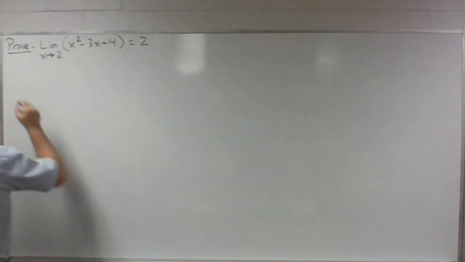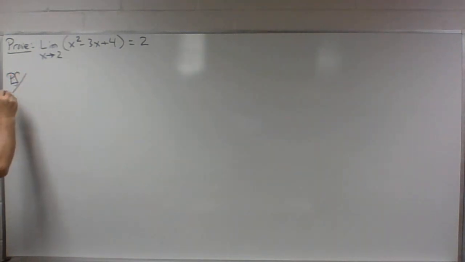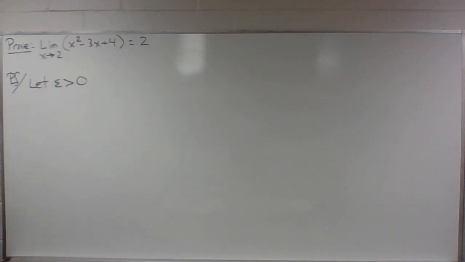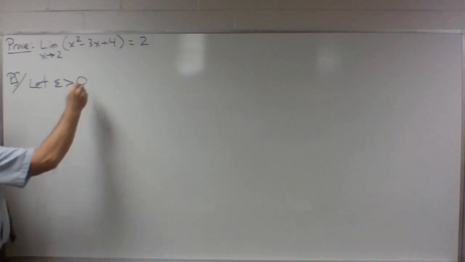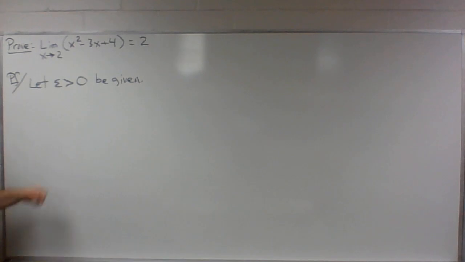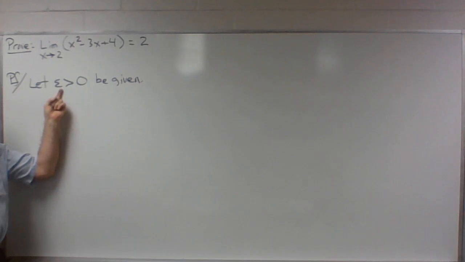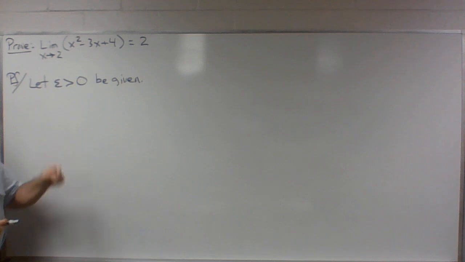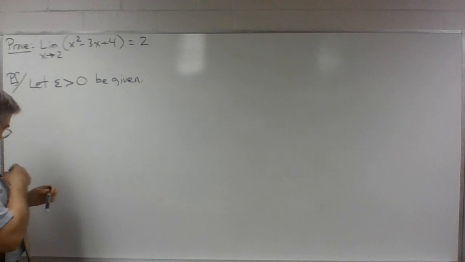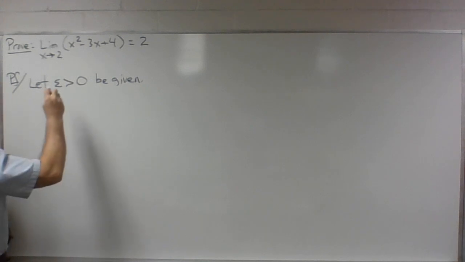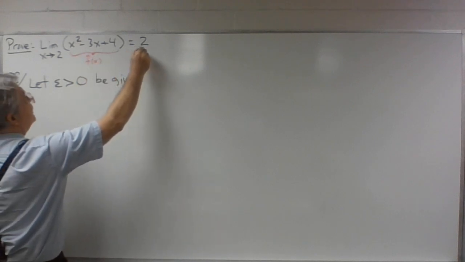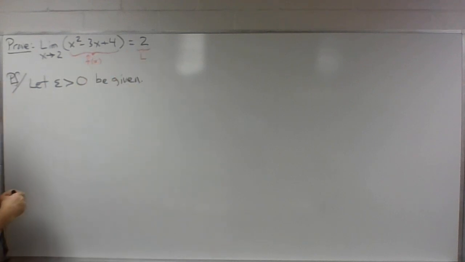And here's how we do it. The first thing we do is we throw out the challenge. Let epsilon greater than 0 be given. And essentially we're saying, give us a positive epsilon. I don't care how small it is, but we can make f of x in this limit within epsilon units of one another. And by the way, maybe it wouldn't be a bad idea for me to identify my f of x and identify my limit.